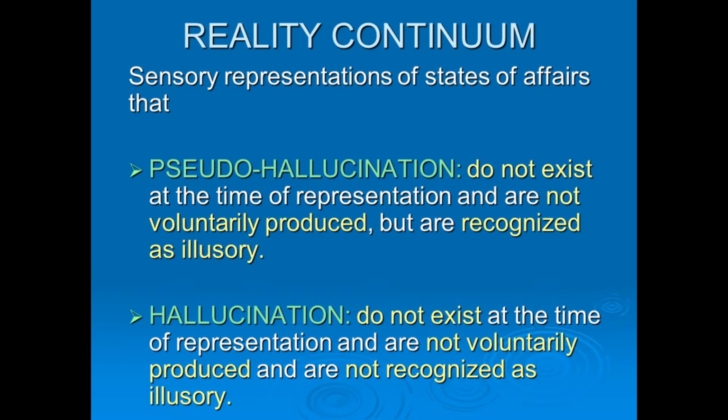And these are sensory representations of states of affairs that do not exist at the time of representation, are not voluntarily produced, and are not recognized as illusory. So to be a full-on hallucination, I'm seeing this pink elephant right here, I didn't produce it, and I don't realize that it is a hallucination. So I think it's real. I think that what I'm experiencing is real.